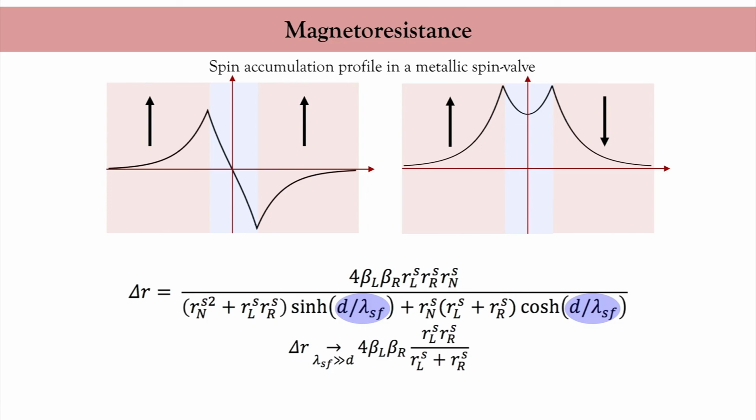And the signal is then completely independent of the thickness of the spacer as long as it is smaller than the spin diffusion length. On the opposite, if the spin diffusion length is shorter than the spacer thickness, the magnetoresistance decreases exponentially with the thickness of the spacer and is proportional to the spin resistivity of the spacer.